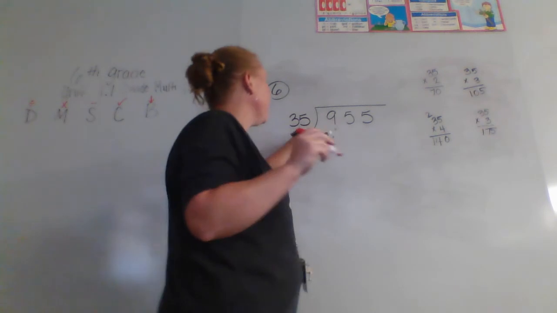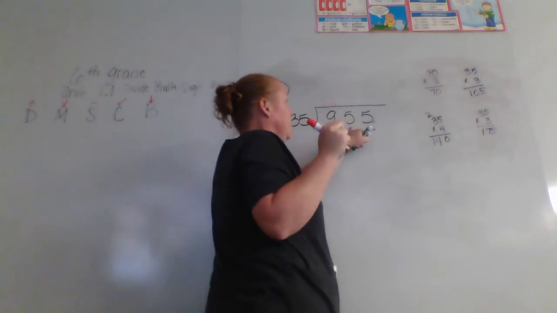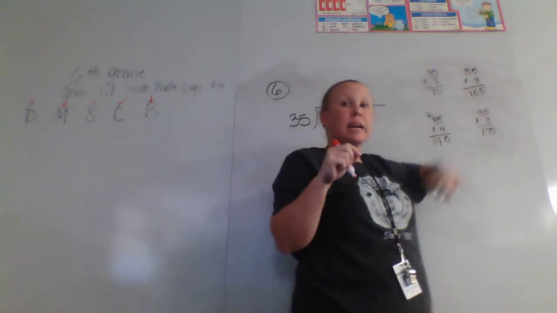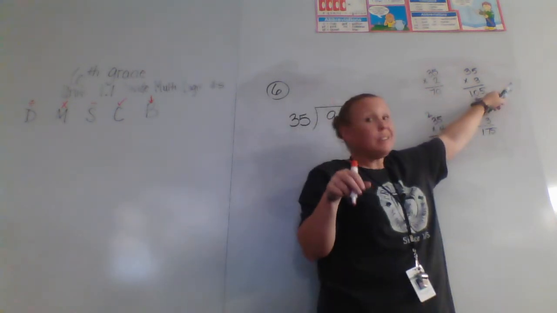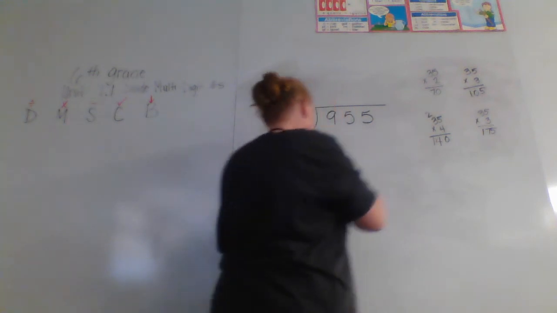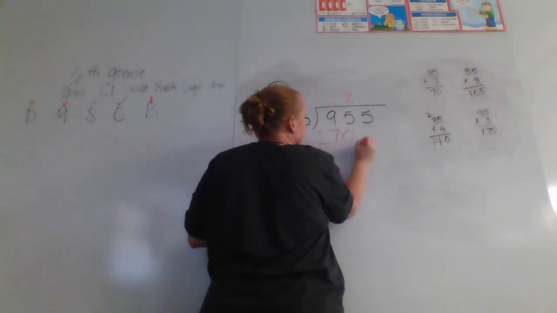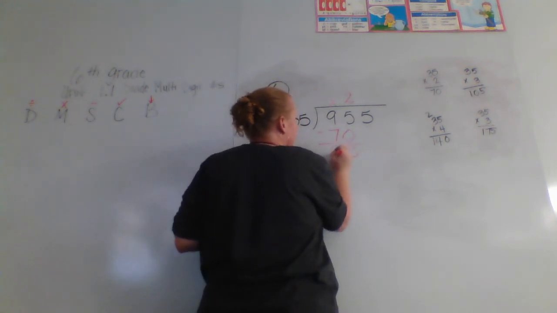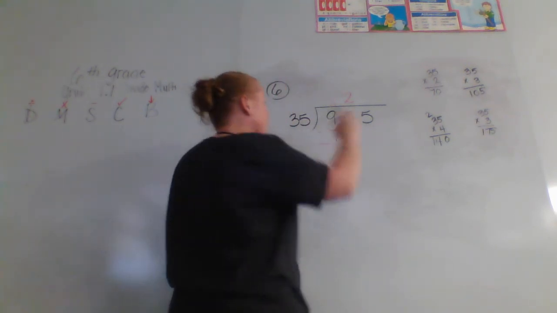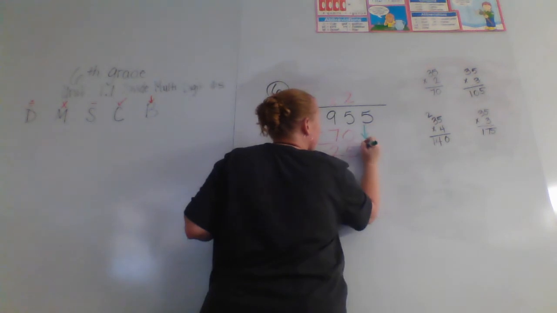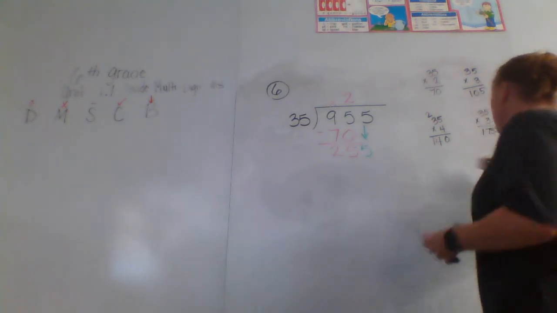So 35 doesn't go into 9. I need a placeholder. 35 into 95. So we need to see which one of these comes close enough to 95 without going over, okay? So 70, that one's good. 105, that's too high. So I need to go back. So we're going to have 2. That leaves me with 70. Subtract 5, 2. Okay? 25 is definitely smaller than 35, so I can go ahead and bring down my other 5. I did not go up high enough to do 255, so I'm going to go ahead and do a couple more.